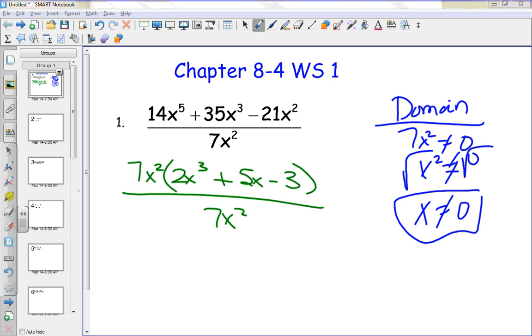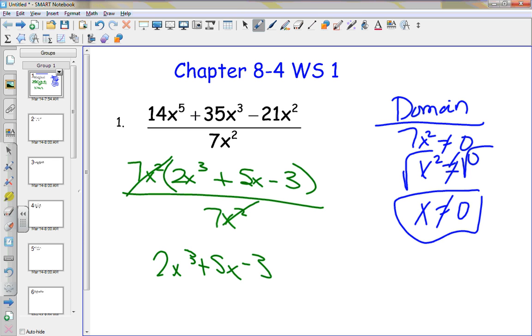Now, you cannot put this into two binomials because it's x cubed. Since it's x cubed, you can't break it down evenly into two binomials. So now, from left to right, 7x squared and 7x squared cancel out. What am I left with? 2x cubed plus 5x minus 3. That's done, and this is what you need for both of them.